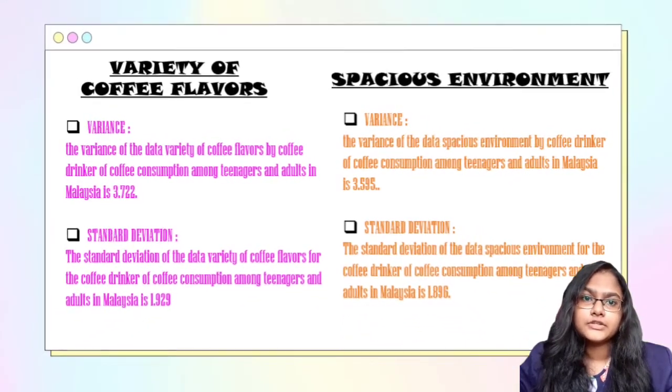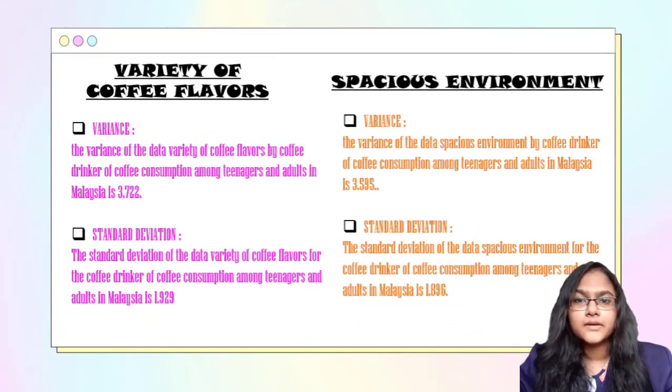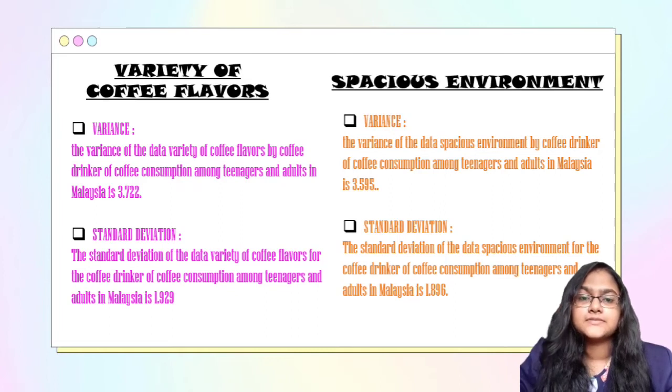Variance of data variety of coffee flavors by coffee drinker of coffee consumption among teenagers and adults in Malaysia is 3.722, while the standard deviation of the data variety of coffee flavors for the coffee drinker of coffee consumption among teenagers and adults in Malaysia is 1.929.